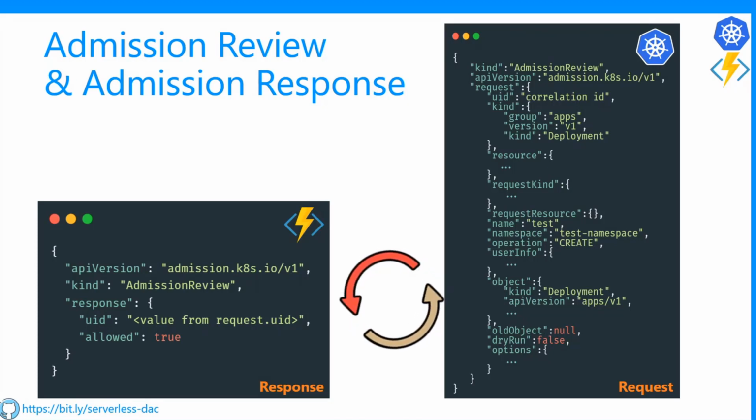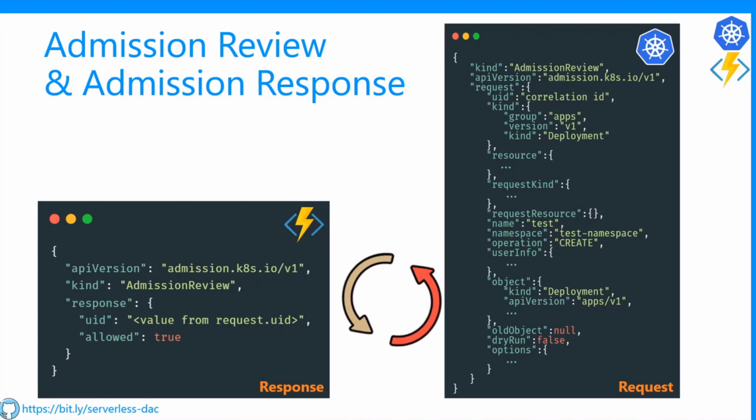So you can do things like checking whether labels are in place and tags are there. Those kinds of checks can be made. And for mutation purposes, you can modify the spec that is sent as part of this request. Use that spec, modify it, and send it back. On the left-hand side is the response that the webhook should return. This response is again of kind AdmissionReview. So it is quite interesting that the kind in both cases is the same.